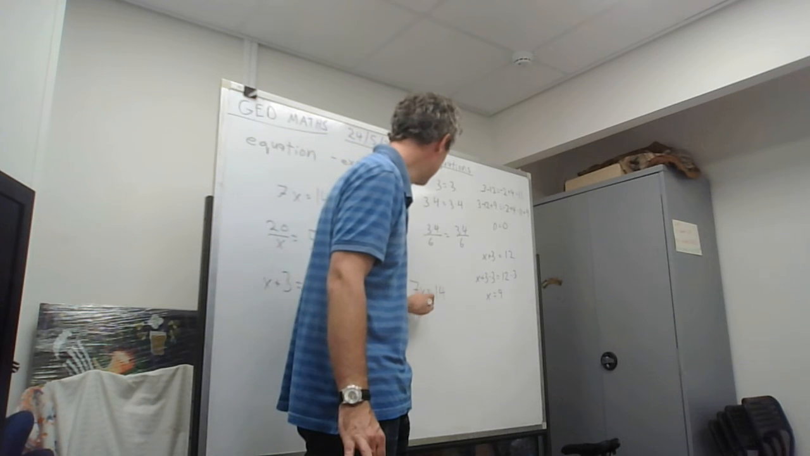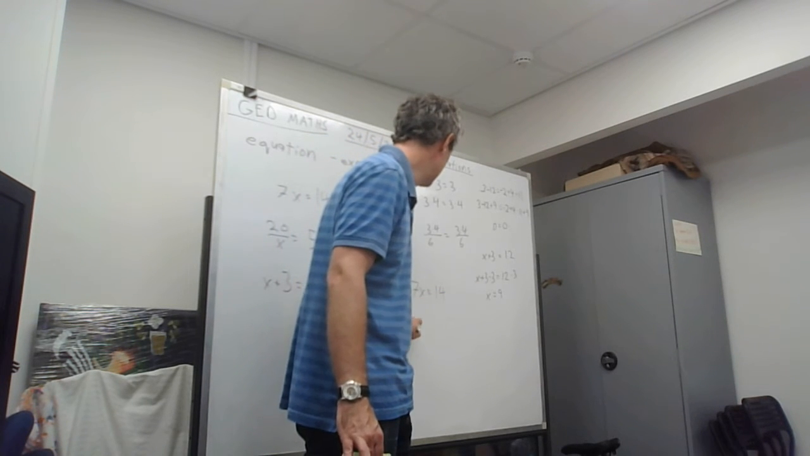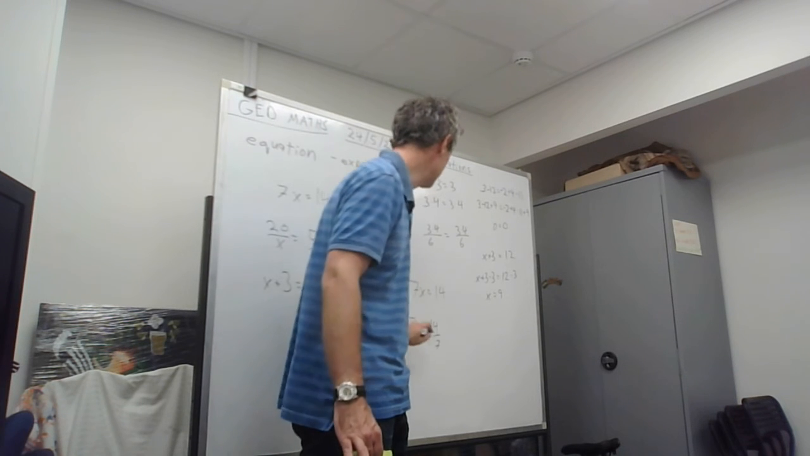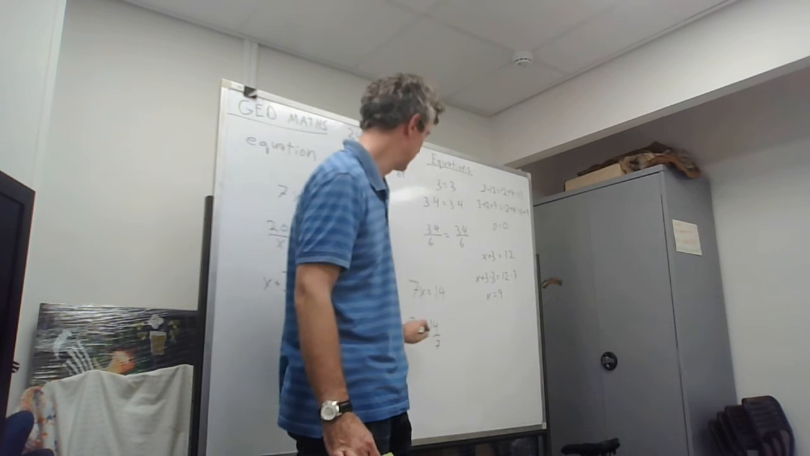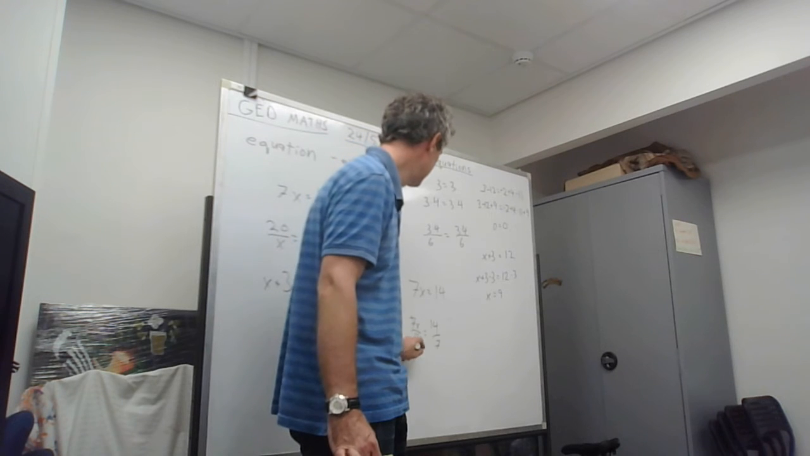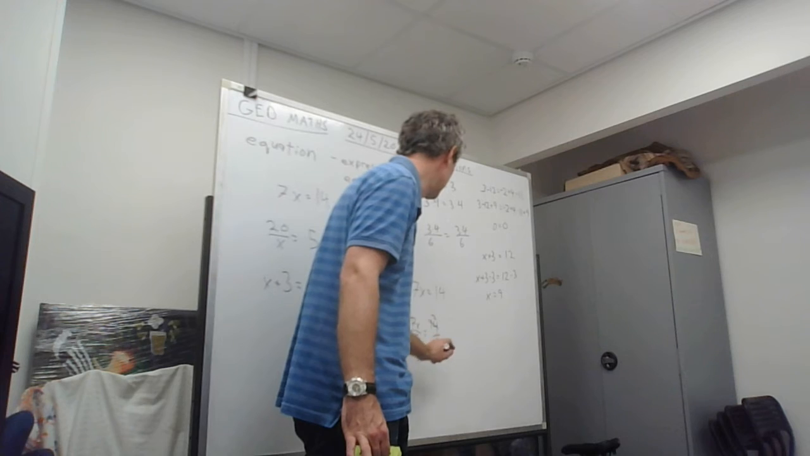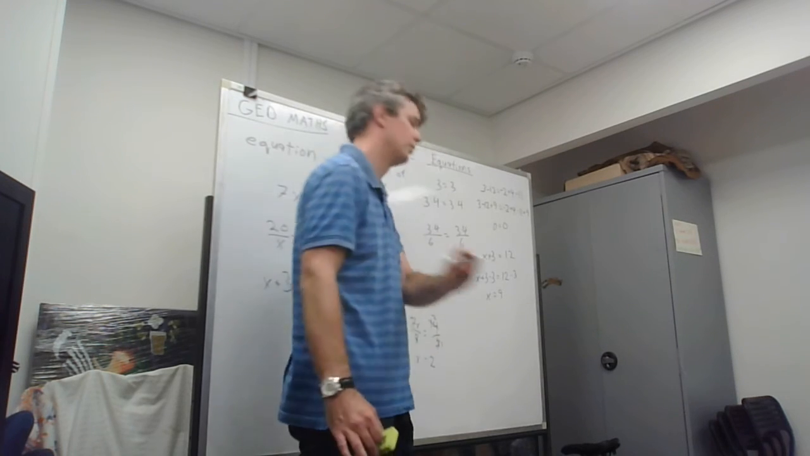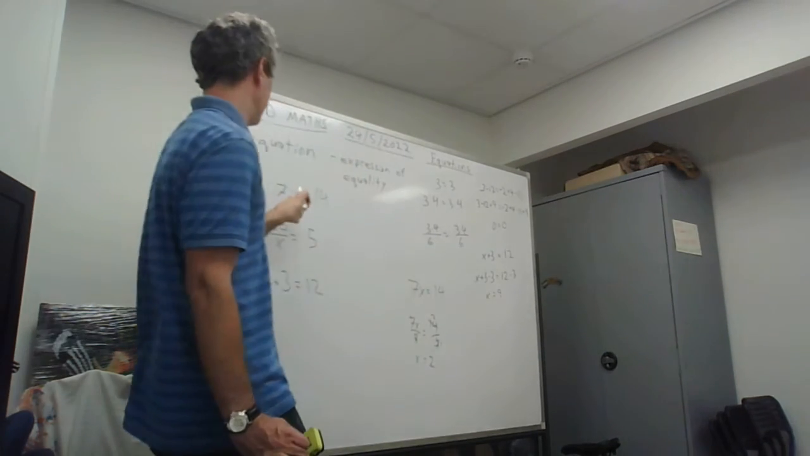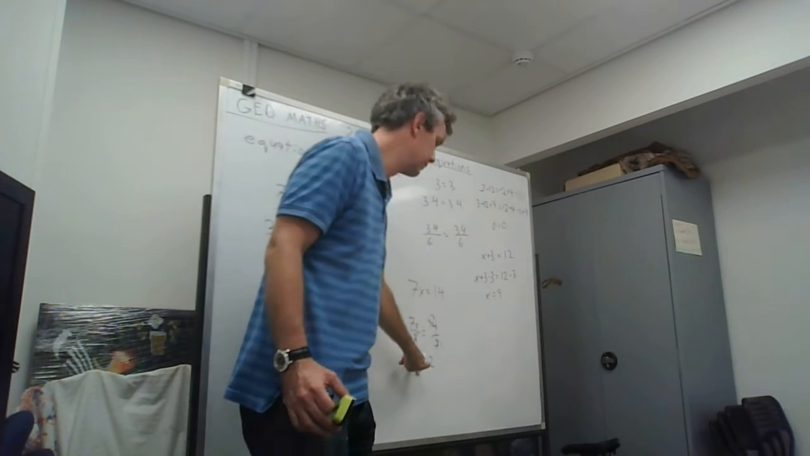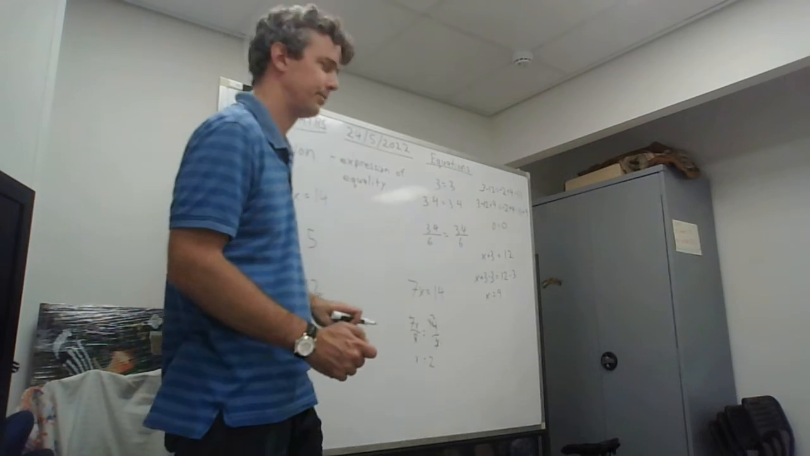So this becomes, we divide, so it becomes 7x over 7 equals 14 over 7, right? Whenever we do something to one side, we do it to the other side. Now these cancel, so we get x, and this becomes 2, and this becomes 1, right? So x equals 2. This is what we said, right? So this is how we're solving the problem.